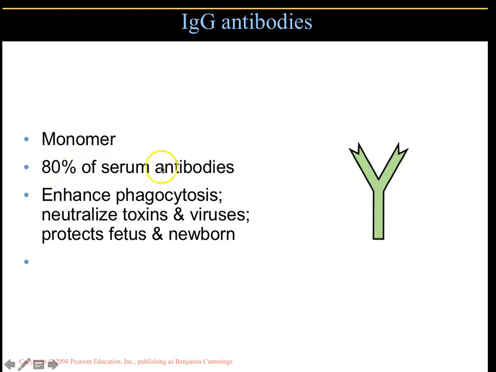Eighty percent of all antibodies in the blood are IgG. They can enhance phagocytosis, they can neutralize toxins and viruses, they can also bind to bacterial and fungal cells and start a cascade that would lead to their destruction as well. This can go past the placenta and protect the fetus in utero, and the newborn is protected if the baby is fed almost exclusively breast milk.